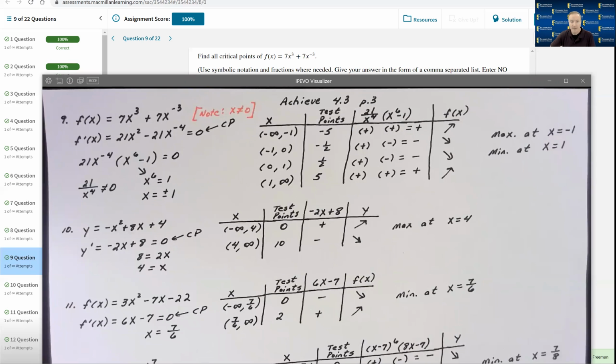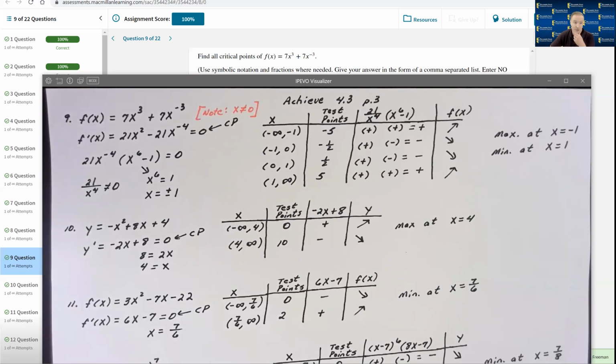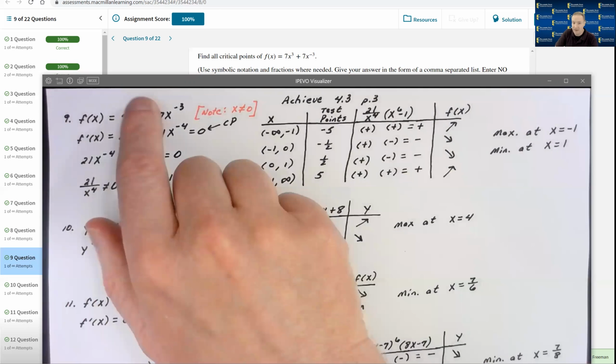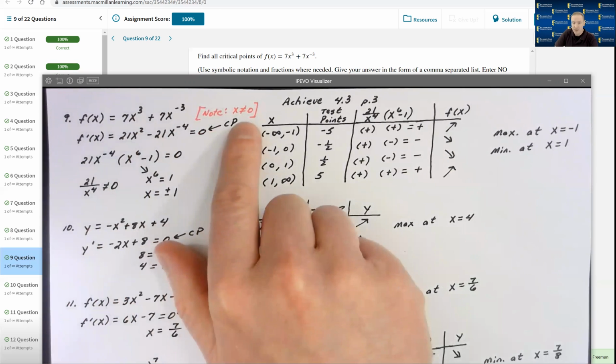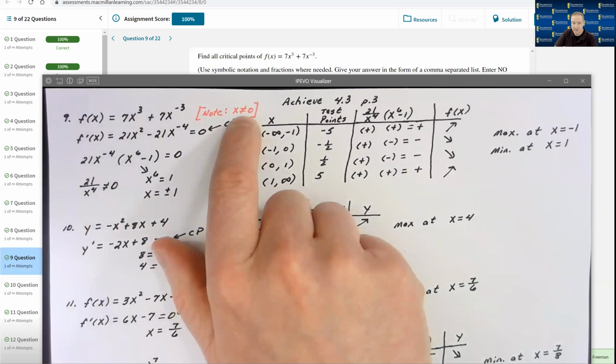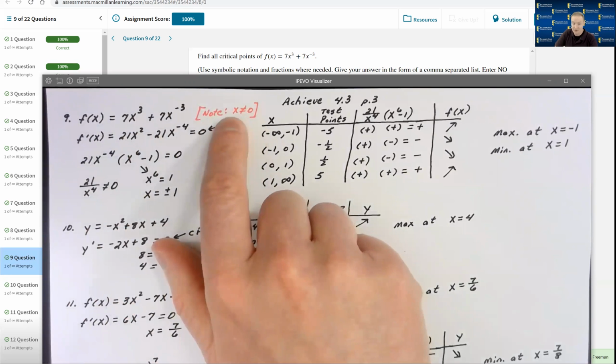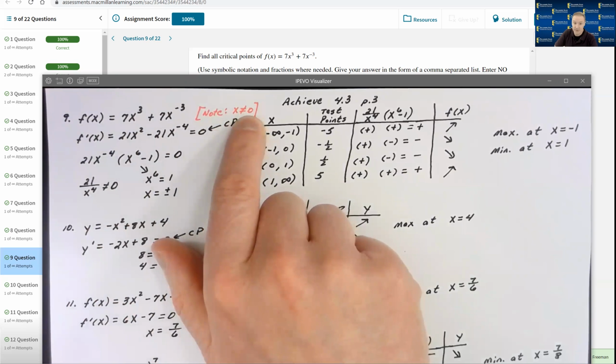So the problem that they give me is 7x to the third plus 7x to the negative third. Remember that second term represents 7 over x cubed. So since it represents 7 over x cubed, you know that that denominator cannot be 0. So I just put that in parentheses here. Note your derivative, note that x cannot equal 0. Now, what I started to say is that the derivative cannot have an x value of 0 either, which is certainly true.